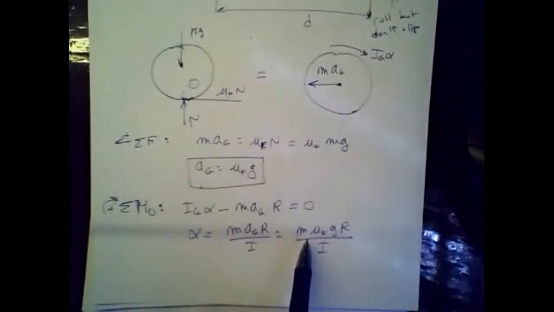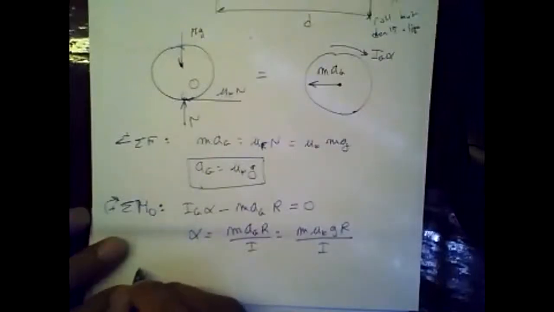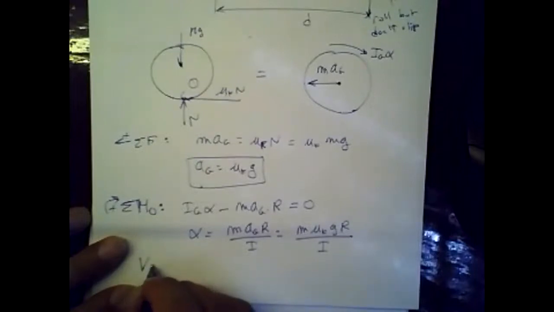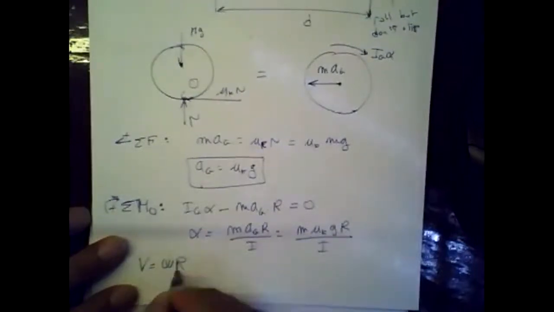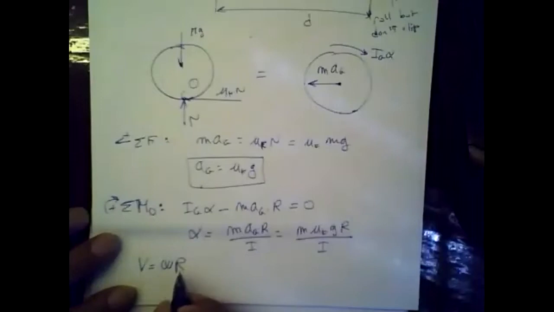How can I continue and solve this problem more? We can say that V equals omega r, and omega equals alpha t plus omega 0. And we relate V with alpha and t. Wait, so we said V is equal to omega r. Can I actually say V is equal to omega r?